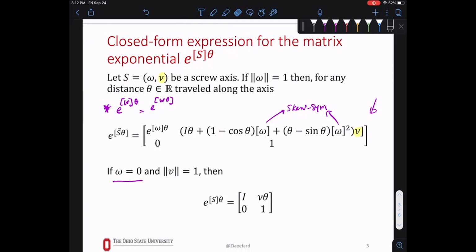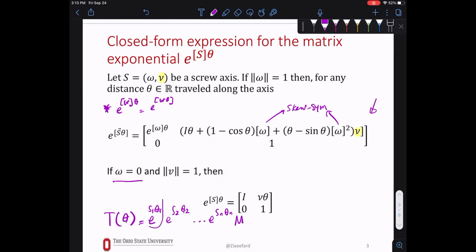You're going to write e to the power of S1 theta, e to the power of S2 theta, and then in forward kinematics, you multiply them, right? Remember that expression? The transformation expression T of theta that you showed in forward kinematics was e to the power of S1 theta 1, S2 theta 2, down to Sn theta n, times M, right?